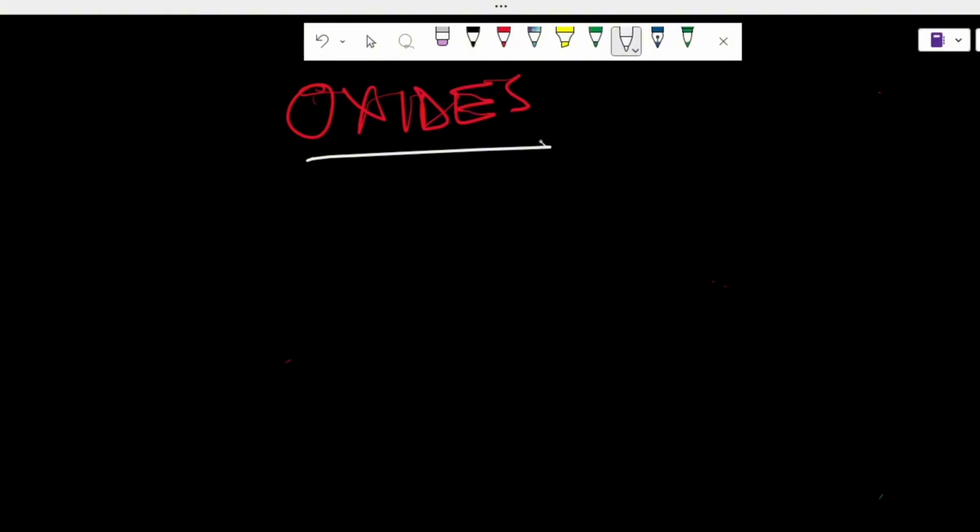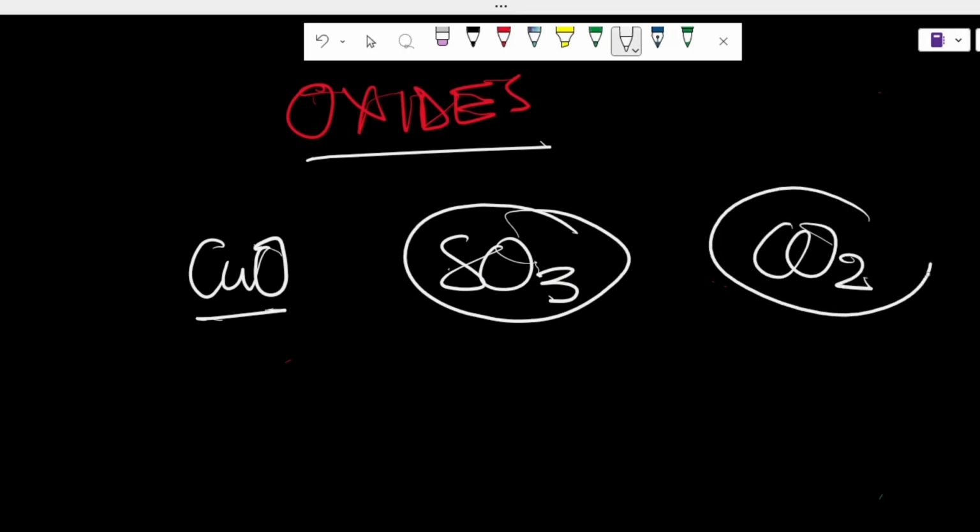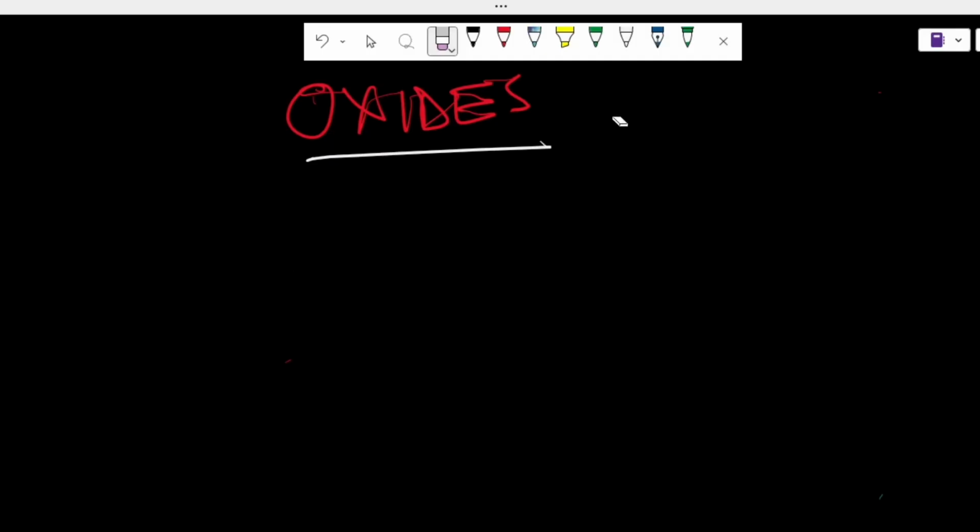Now the next thing that we are going to look at is actually oxides. So when you're talking about oxides, you're talking about substances that have oxygen. For example, copper oxide is an oxide because it has oxygen. You can talk about even sulfur trioxide. This is an oxide also because it contains oxygen. Carbon dioxide is an oxide also because it contains oxygen. So these are some of the examples of oxides. But oxides can actually be of different types.